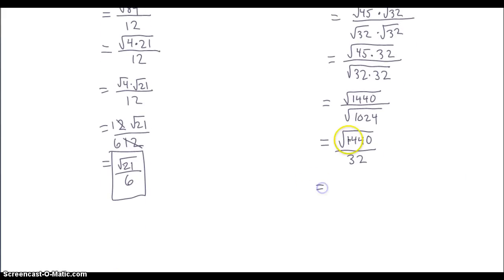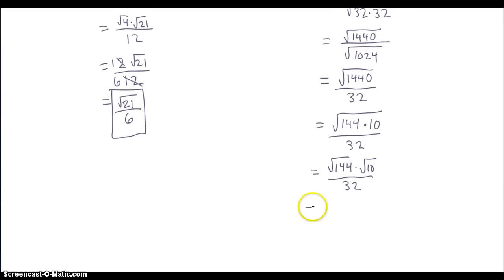I need to find the biggest perfect square that divides 1440. Well, if you look, I have a 0 at the end, which means that this number is divisible by 10. I really have 144 times 10. And 144 is a perfect square. Distribute my square roots. Simplify my perfect squares. Square root of 144 is 12.